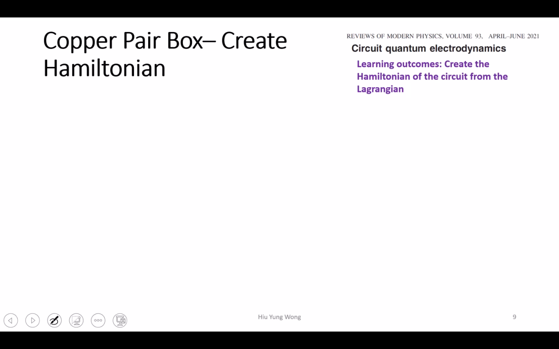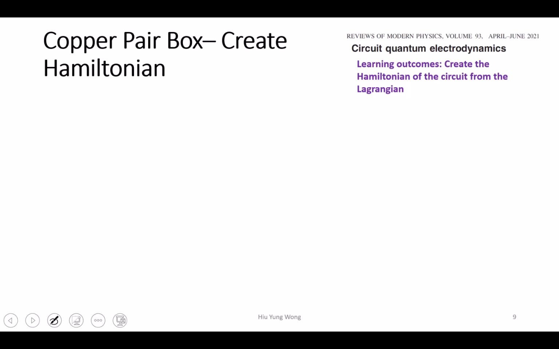So we have the Lagrangian, but that's not enough. Now I need to create a Hamiltonian. But what is so special about the Hamiltonian? In the Hamiltonian, you use the momentum and the coordinate as the independent variables, as the conjugate variables. So we need to find out what the momentum is.